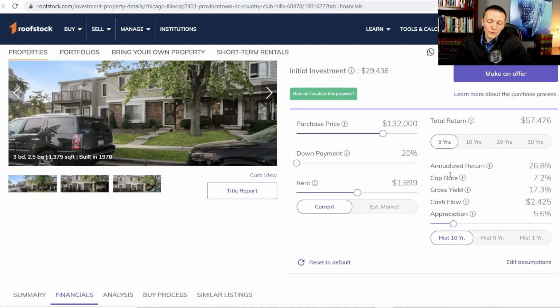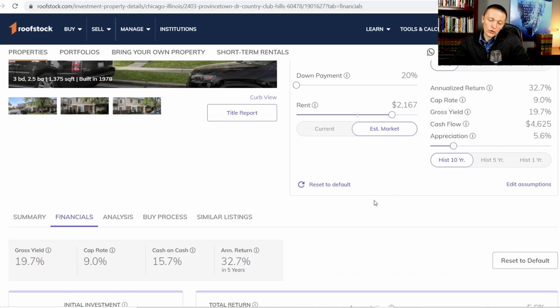So if we go back up top, we could see that the total 5-year return is $57,476, assuming these numbers are correct. And let's take a look at what the estimated market rent for this property is according to Roofstock. And it looks like it's actually quite a bit higher. So $2,167 is what Roofstock estimates you should be able to rent this property for. And if this type of rent is something that you are able to get, then your cash-on-cash return and your overall annual return would go up significantly.